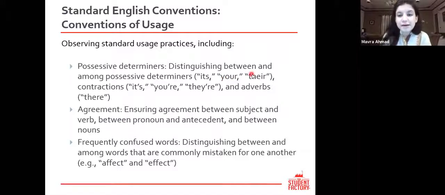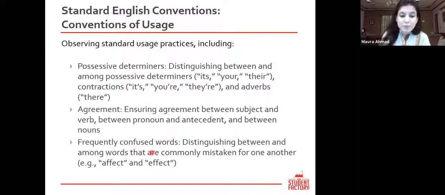And then we have they are. अब there और there में बहुत बड़ा difference है. There is a short form of they are, and there it's a pronoun. Adverbs भी होते हैं. There और there में बहुत difference है, ये हमें पता होना चाहिए. Then agreement. Ensuring agreement between subject and verb, between pronoun and antecedent, and between nouns. Very important. The number of nouns should be agreeing with the number of verbs in the sentence. अगर singular noun है तो singular ही verb tense भी होगा, verb structure भी होगा, और अगर plural noun है तो plural verb structure होगा, right?